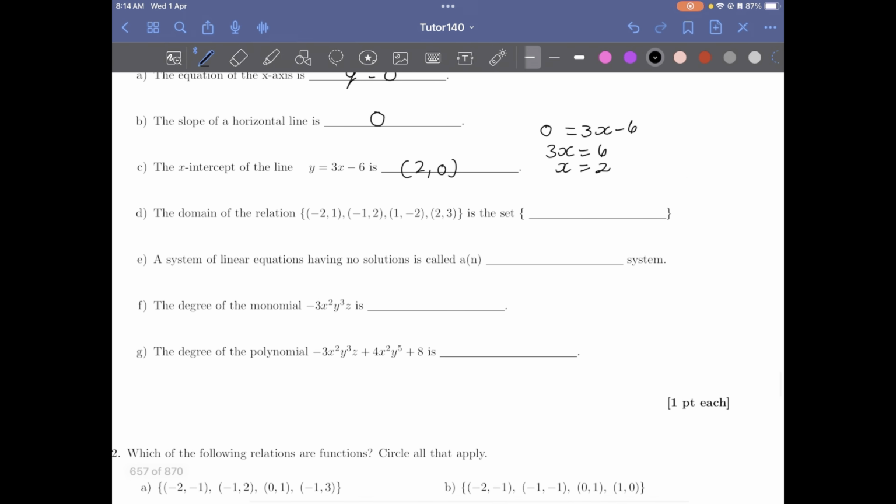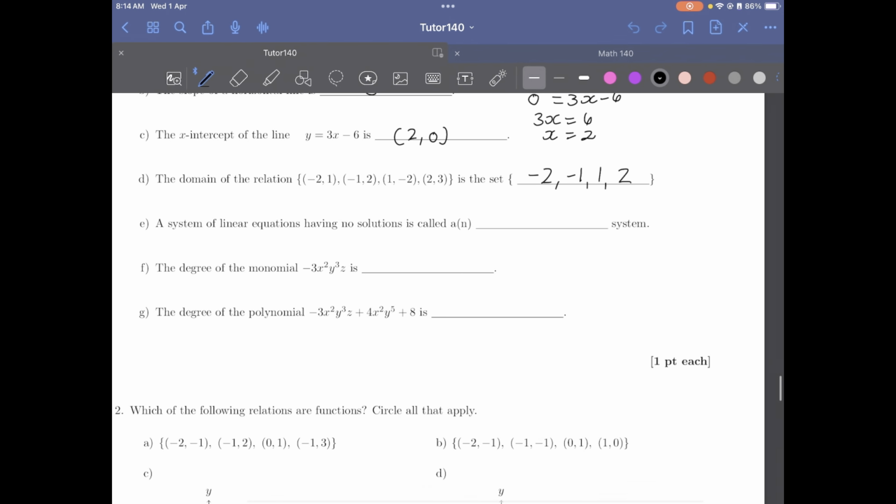The domain of the relation is the set. So to find that, the domain is the x values. So you just list off the x values: -2, -1, 1, 2. A system of linear equations having no solutions is called an inconsistent system.